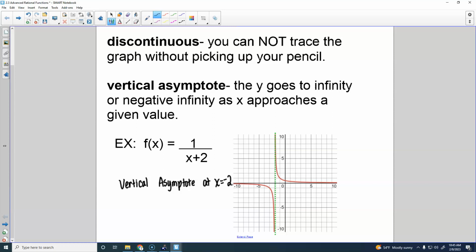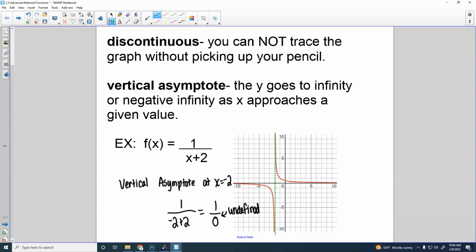Now this one I've got the graph sitting there, so you can tell what the graph is going to look like because I've graphed it for you. But how would I know this if I was not looking at the graph? What about that equation could possibly tell me I've got an issue at -2? The +2 right here. What's going to happen if I plug in -2? I get a 0 in that denominator. And what is 1 over 0? What do we call it? Undefined.